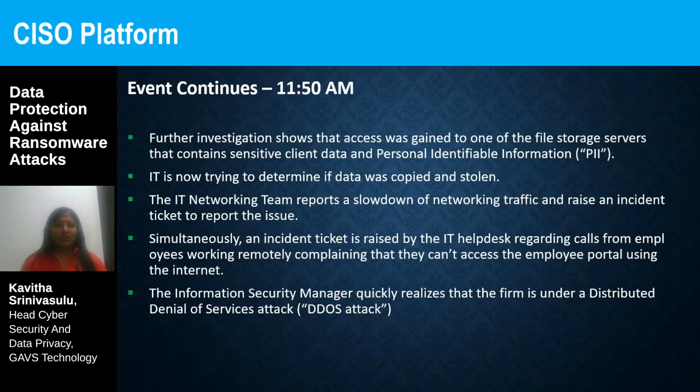Once they are trying to analyze how the client data has been copied or stolen, and why the network is slowing down simultaneously, they come across a ticket raised by an employee who is unable to access the internal portal that they use on an ongoing basis, like when we are working from home, to continue their business. The information security manager realizes that there is some kind of DDoS attack. So there are two parallel incidents happening. One is that they are not sure if the client data and personal data is copied or stolen, and second is that the employee is unable to access the intranet portal.